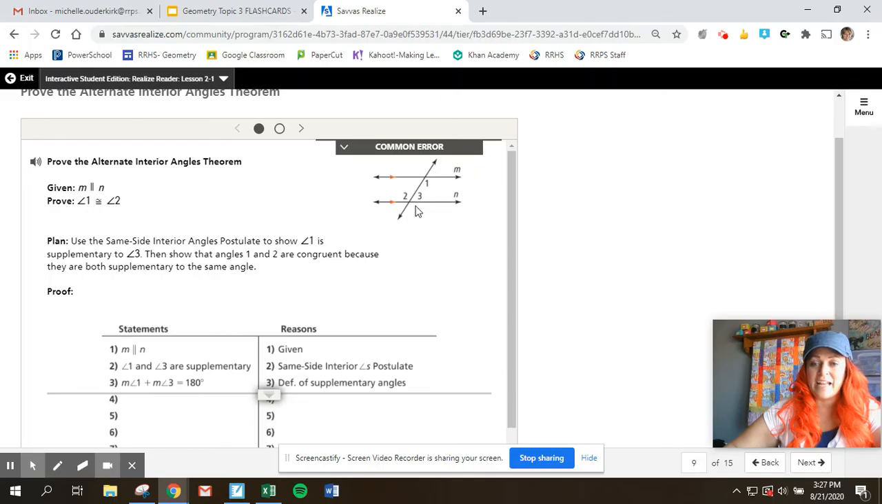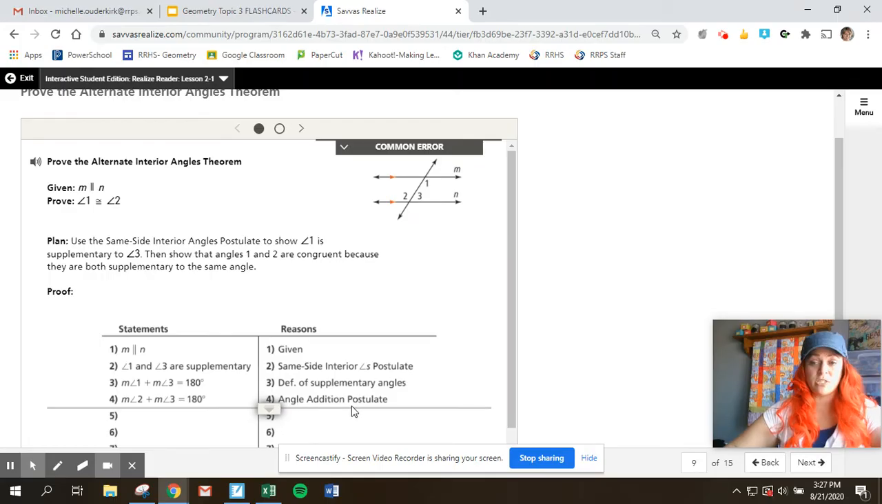And looking at this picture, what else adds up to 180? I know that these add up to 180. This is a straight line. Let's see if they use that as the next step. Yep, 2 and 3. Angle 2 and 3 together add up to 180. They used angle addition postulate, which is totally fine. You could say the rule is linear pair. You could even say angles on a line. So there's lots of different ways to say that two angles added up together should equal the total of 180 if they're on a line.